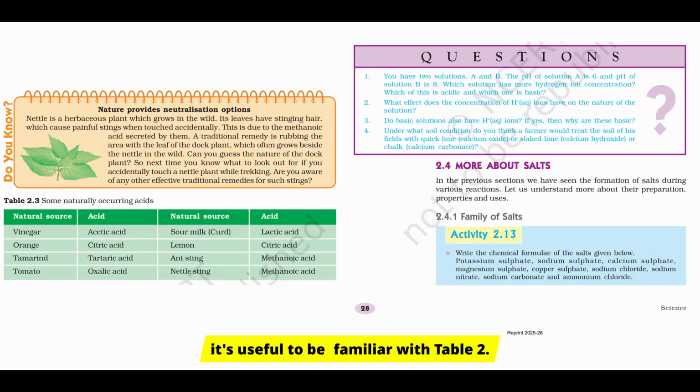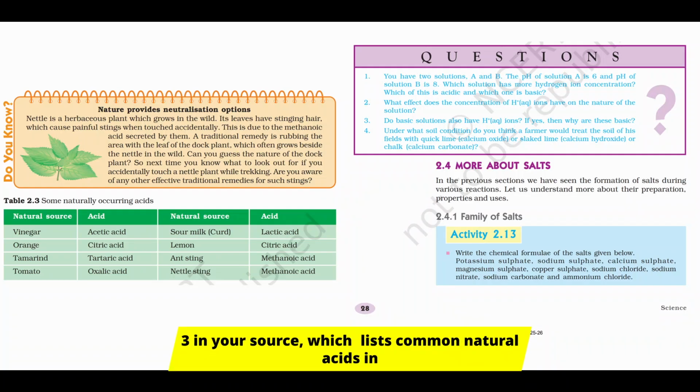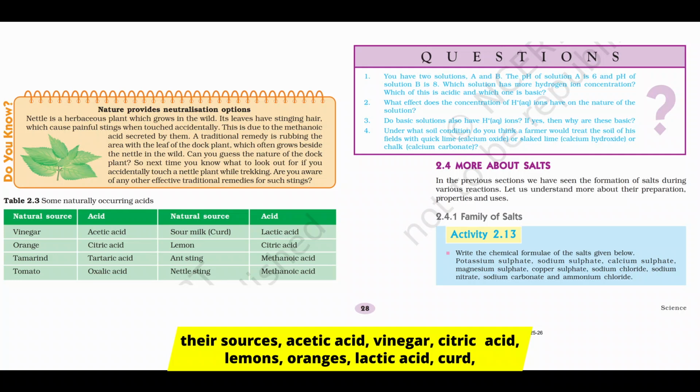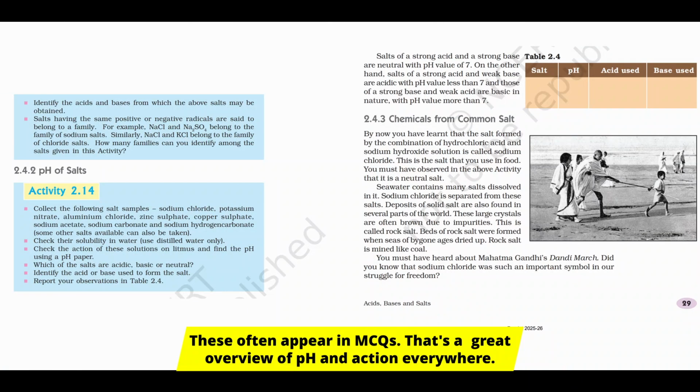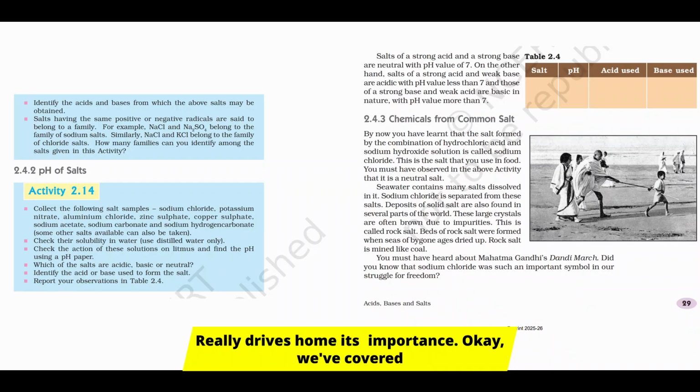And for exams, it's useful to be familiar with Table 2.3 in your source, which lists common natural acids and their sources: acetic acid, vinegar; citric acid, lemons, oranges; lactic acid, curd; tartaric acid, tamarind; oxalic acid, tomatoes; methanoic acid, ant sting, nettle sting. These often appear in MCQs. That's a great overview of pH in action everywhere. Really drives home its importance.